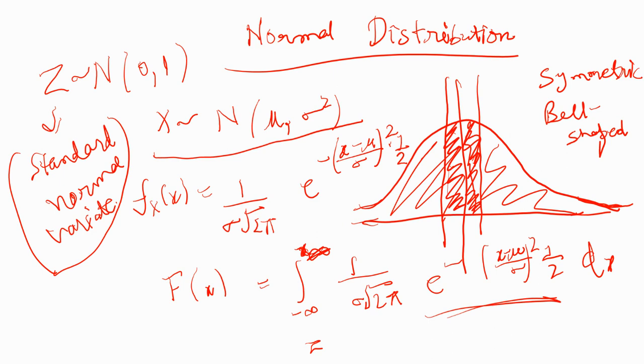Now we want to find the f of z from f of x. So what is z firstly? We want z from N(0,1) and we have x from N(mu, sigma square).